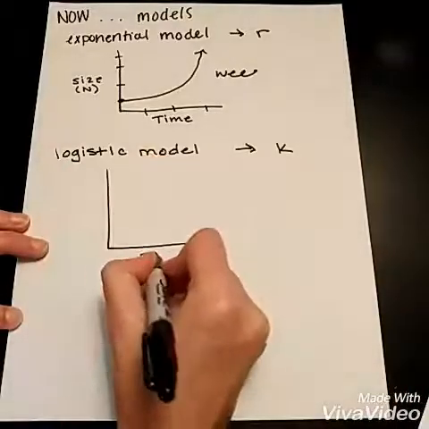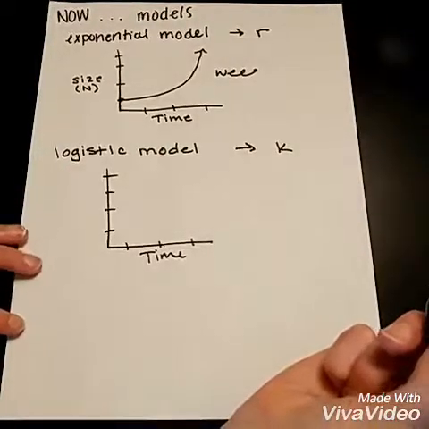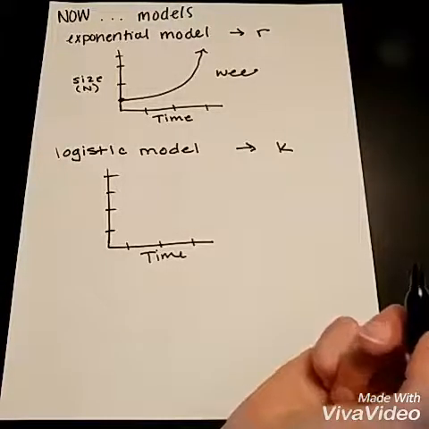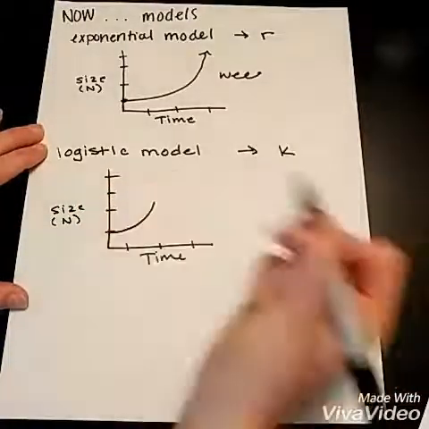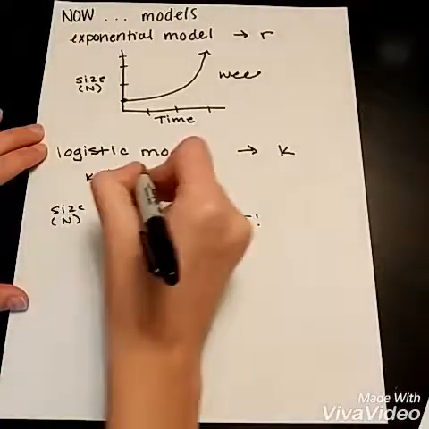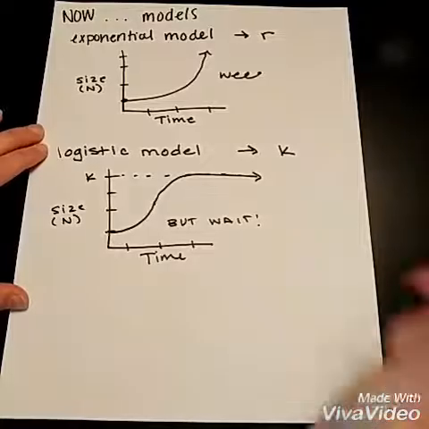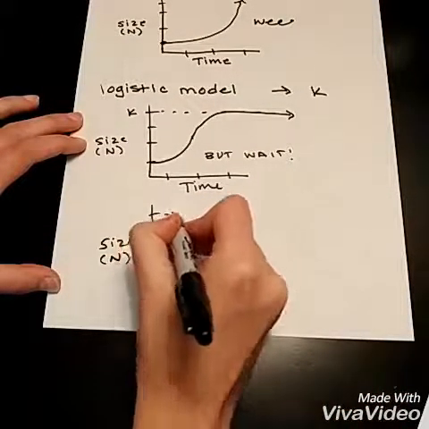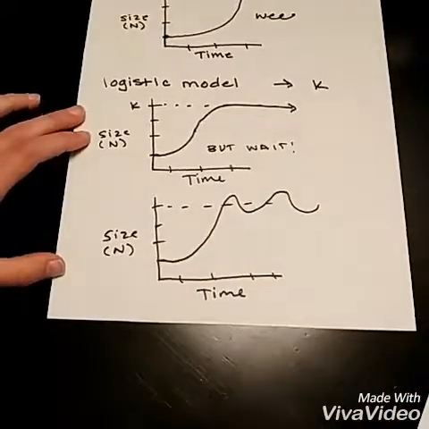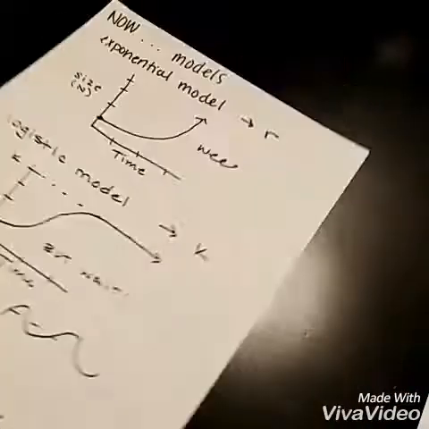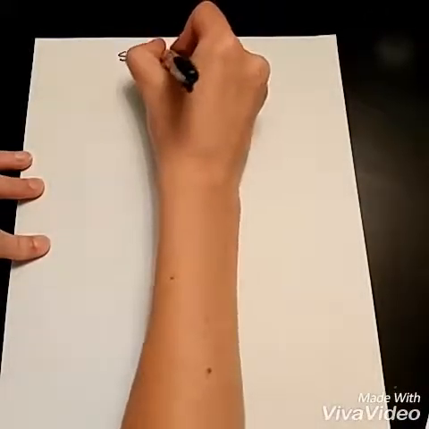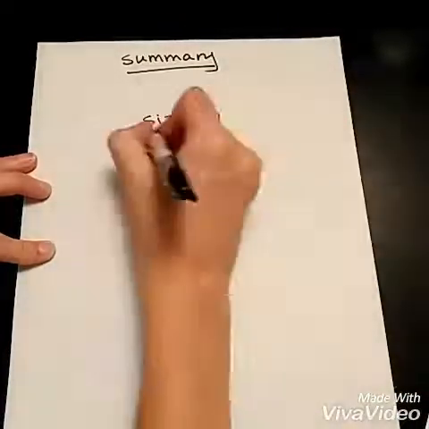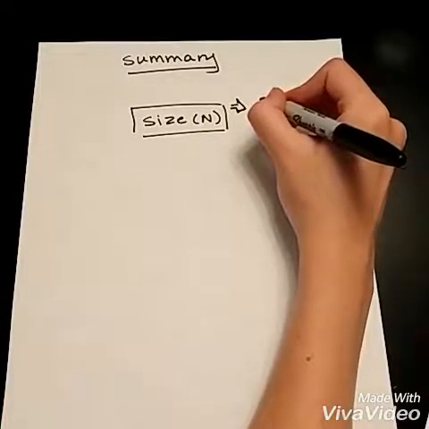Then we have our logistic model, which is our K, our carrying capacity, which we talked about. The population is going to increase at first, but then it's going to reach carrying capacity and level off because the area it's in cannot sustain their size. But it will not just level off, the population will have dips and curves around carrying capacity.